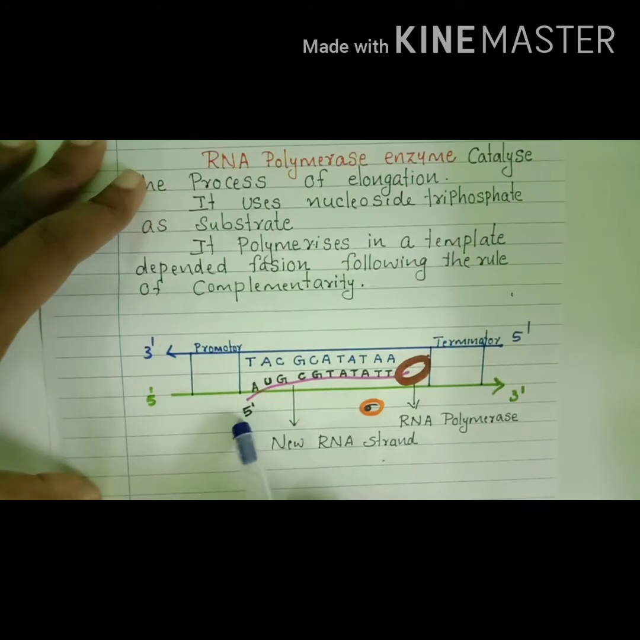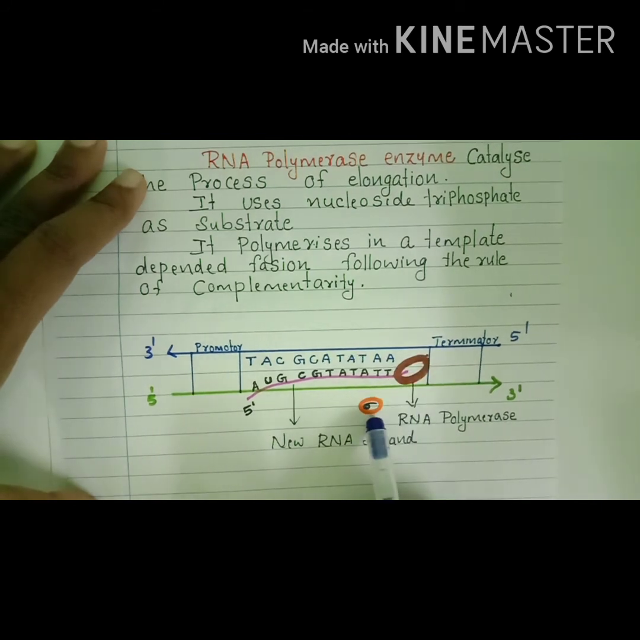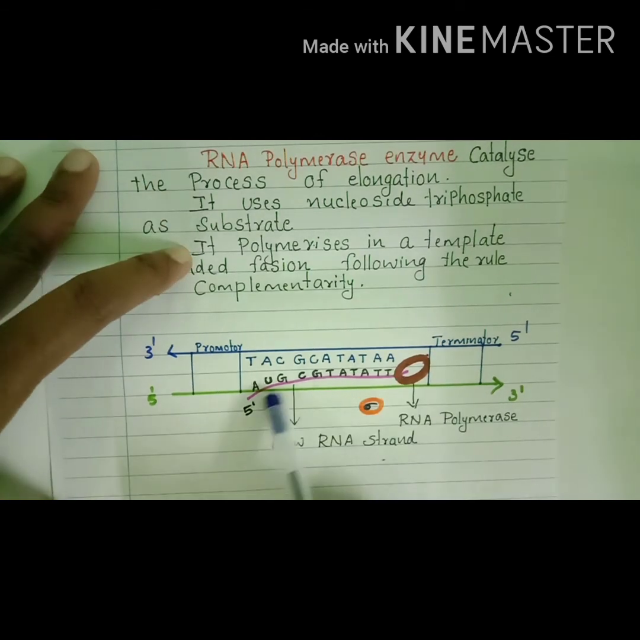Here you can see a new RNA is synthesized. Here we can see the RNA polymerase enzyme, and now we can see the sigma factor is not along with the RNA polymerase enzyme. So this process is called elongation.